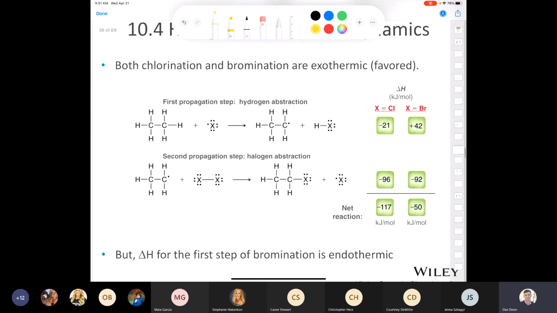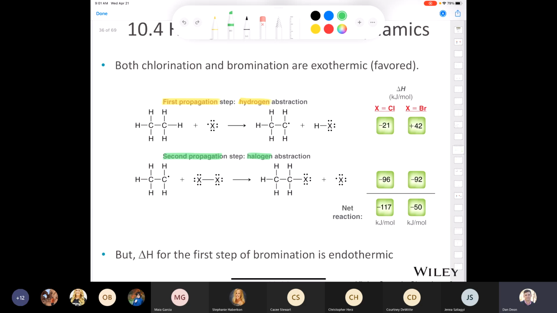Let's take a look at each of the steps of the propagation for chlorination and bromination of ethane. So we're taking a look at it from the point of view of ethane. The first step, the first propagation step, is hydrogen abstraction. You see that the change in enthalpy for the chlorination is -21. For bromine, it's +42. So the hydrogen abstraction with chlorine is exothermic, and for bromine, it's endothermic. If we look at the second propagation step, the halogen abstraction, both of them are exothermic.